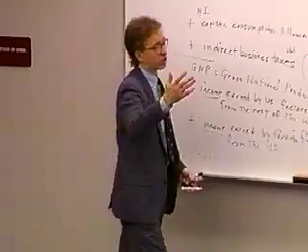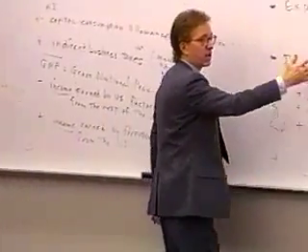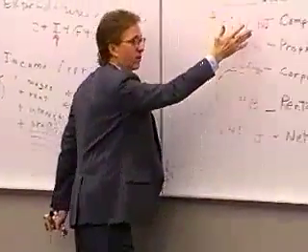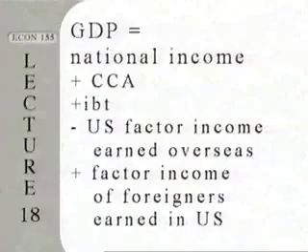So let's go back. We take these items right here, the income of factors of production. To those items, we add the capital consumption and the indirect business taxes, and that gets us to GNP. And then we take into account the cross-border income, and that gets us to GDP.